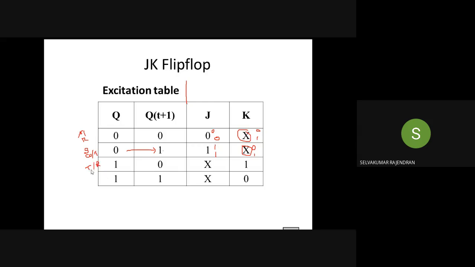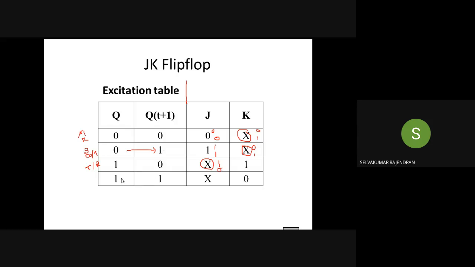Right? So toggle condition means both will be 1, 1. Reset condition means J is 0, K value is 1. Right? So J is 1 and 0, don't care condition. K value is 1. Okay? So when you are applying this kind of input, then you will get Q equal to 1. For that value, next state value will be 1.